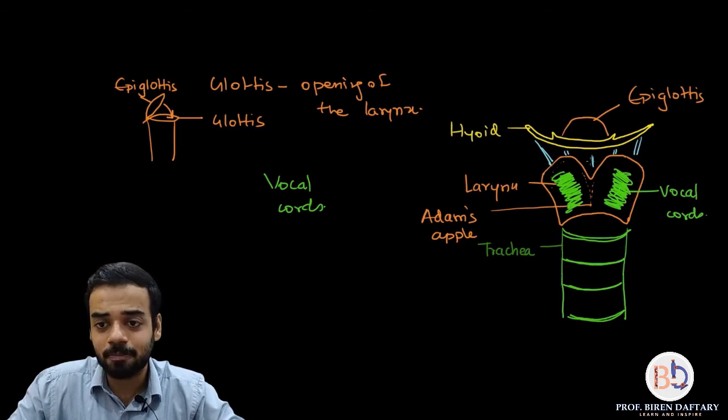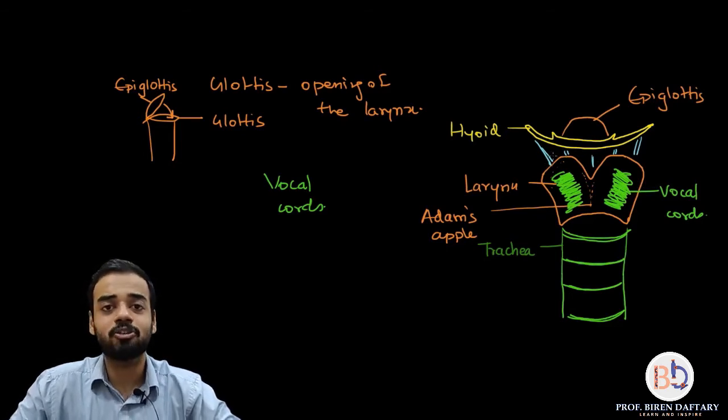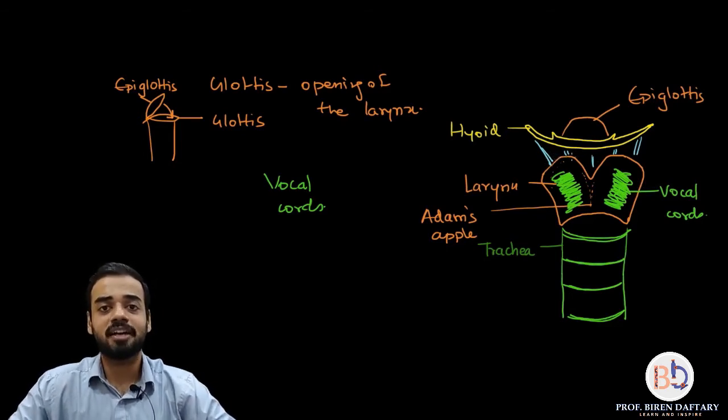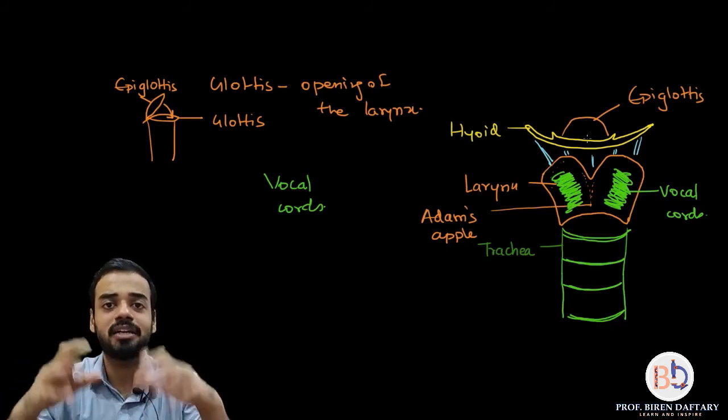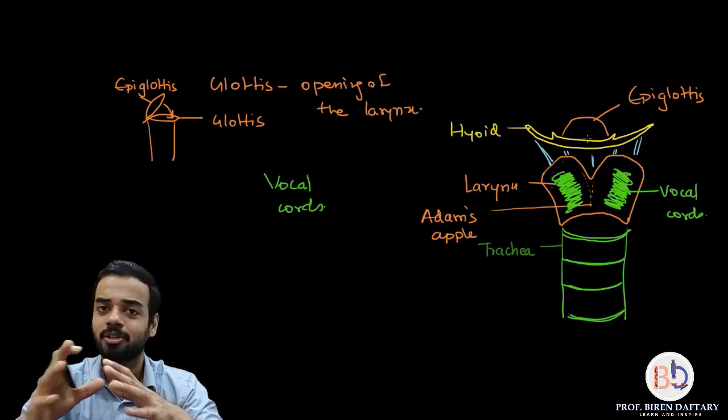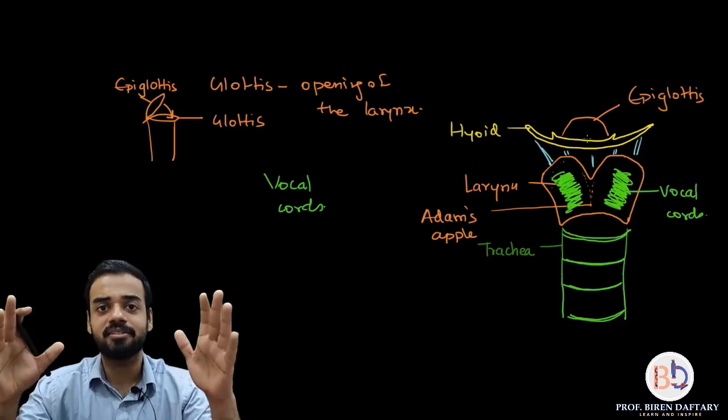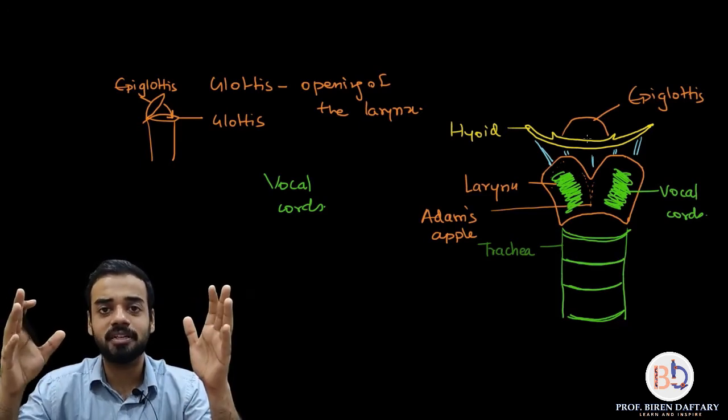So if you see this blue colored part in your book, it will be labeled as thyrohyoid cartilage or thyrohyoid membrane. So please don't get confused. That is the membrane which helps in attaching the thyroid gland to the larynx, but I have not drawn it over here because it is not a part of the respiratory system. So I hope this larynx part is clear.